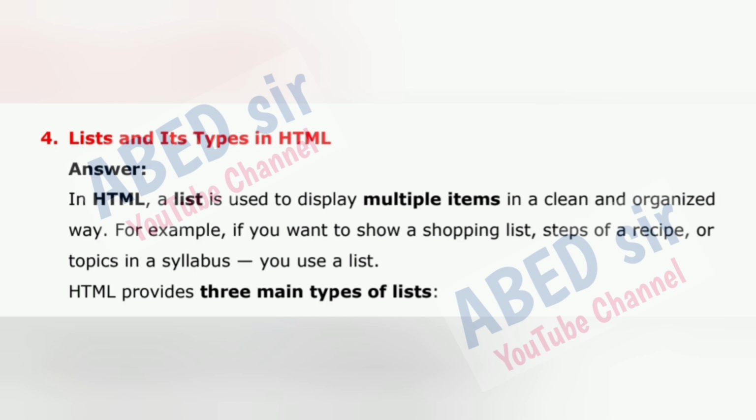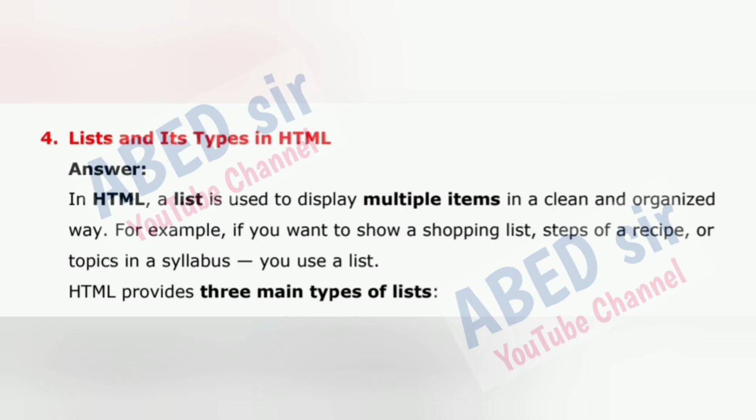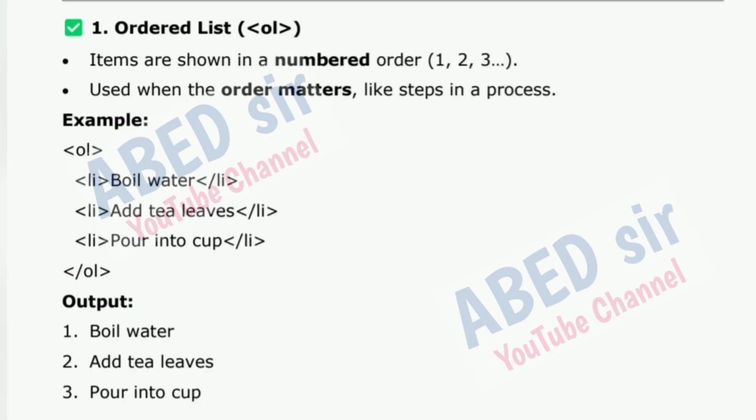Lists and its types in HTML. Answer. In HTML, a list is used to display multiple items in a clean and organized way. For example, if you want to show a shopping list, steps of a recipe, or topics in a syllabus, you use a list. HTML provides 3 main types of lists. 1. Ordered list, OL. Items are shown in a numbered order, 1, 2, 3. Used when the order matters, like steps in a process.